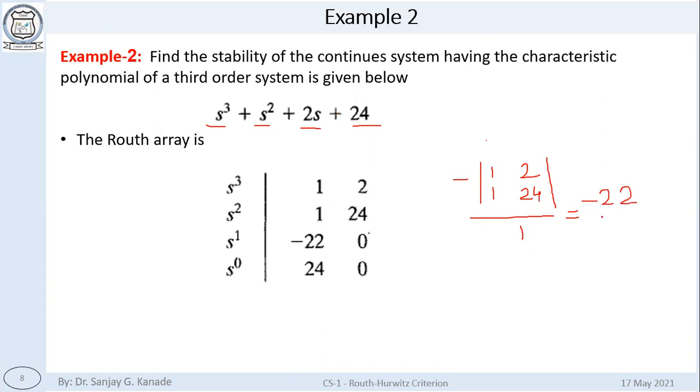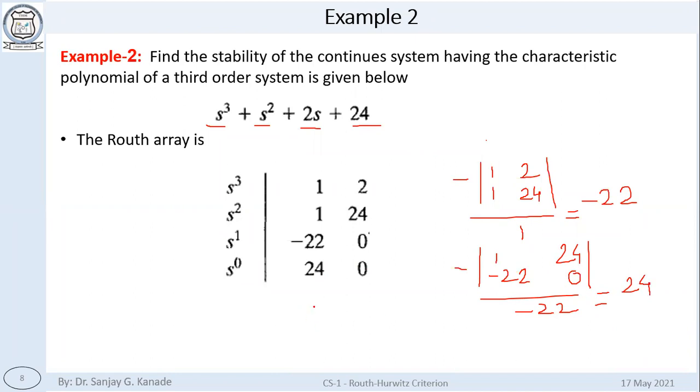And here it will be a negative. Okay. So, and the next value will obviously be 24 in a similar manner. You can calculate that also if you want. 1 minus 22 and here 24, 0 divided by minus 22. Okay, so this will come out to be 24.